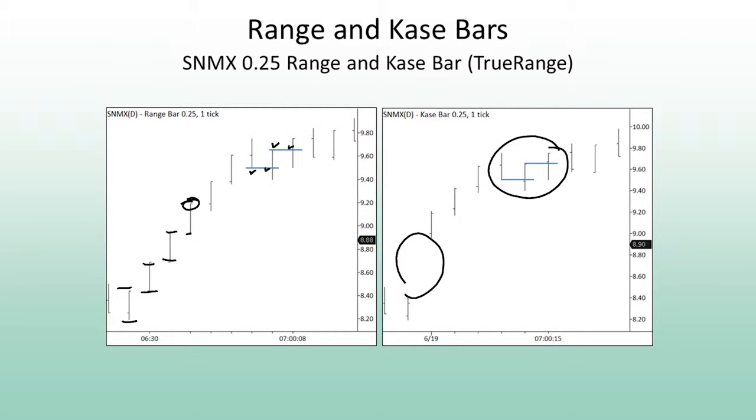Where with the Kase bars, let's say you have a 25-cent target, and you get one tick that gives you 24 cents, and another tick that gives you 27 cents. It'll immediately print 24 cents as the close of one bar, and 27 cents, whatever that price constituted, as the open of the next bar.